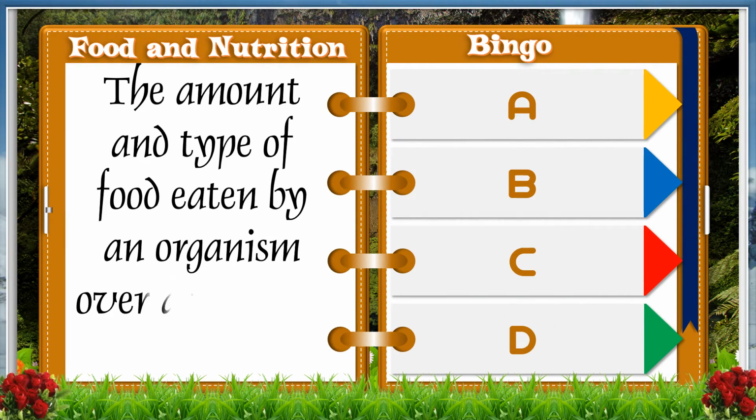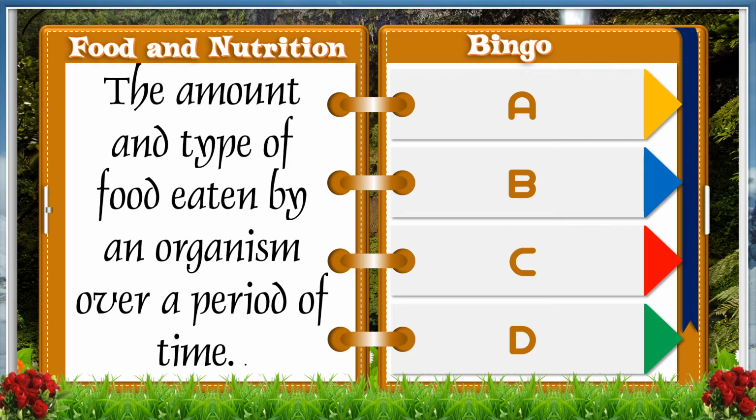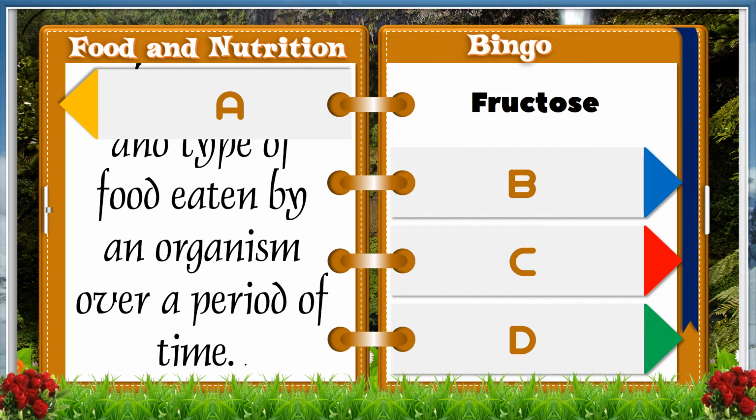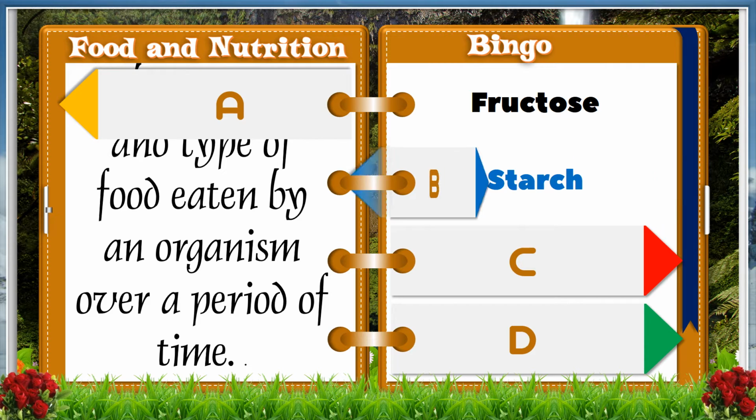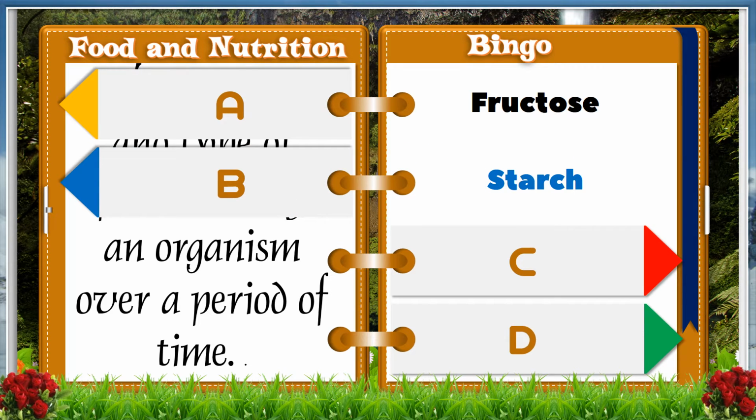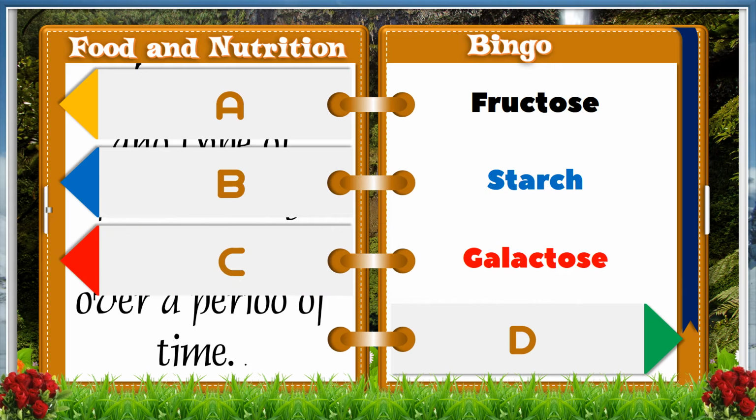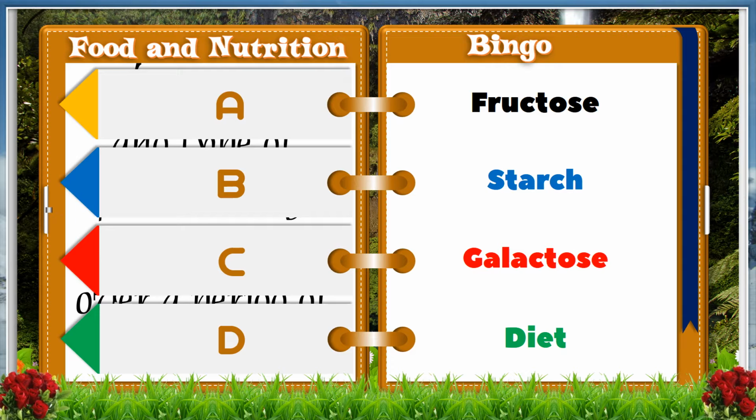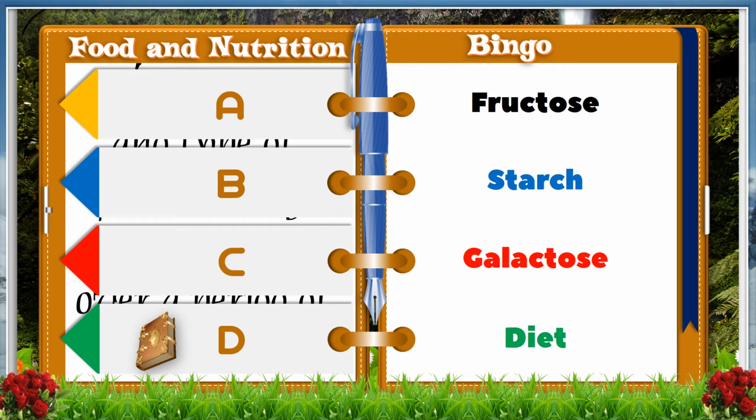The amount and type of food eaten by an organism over a period of time. Option A, fructose. Option B, starch. Option C, galactose. Option D, diet. And the answer is D, diet.